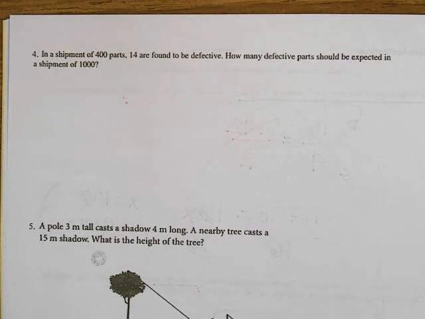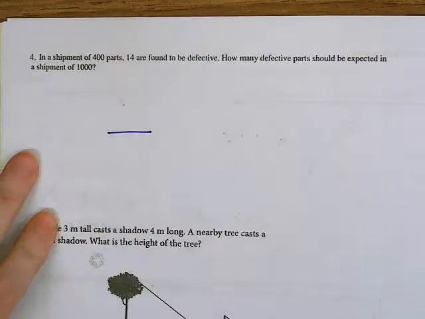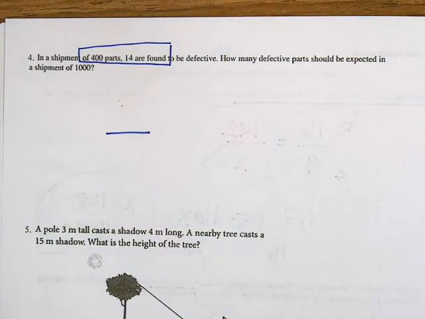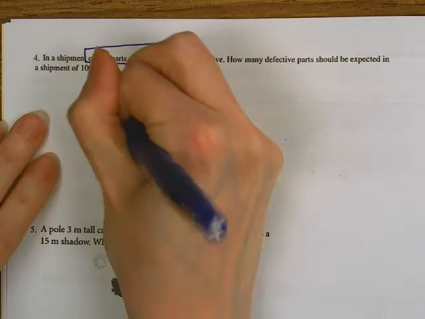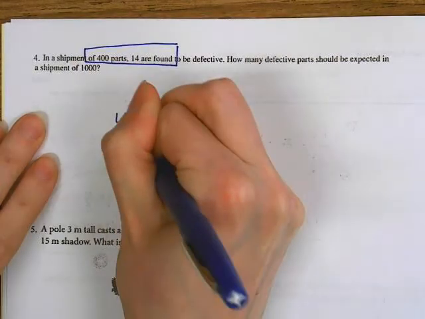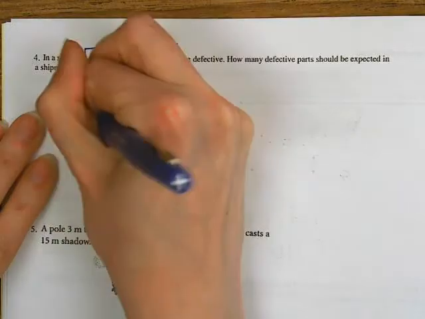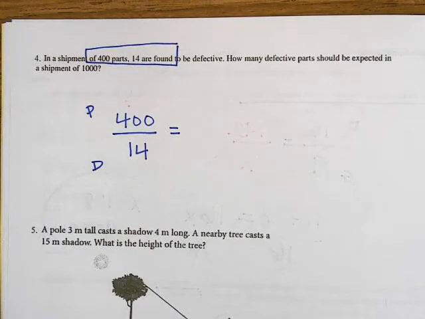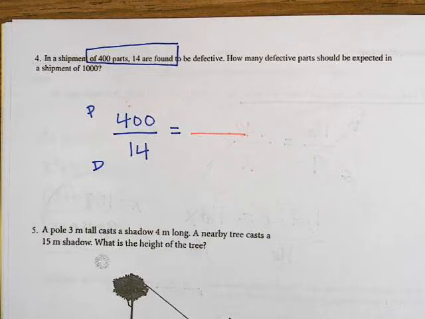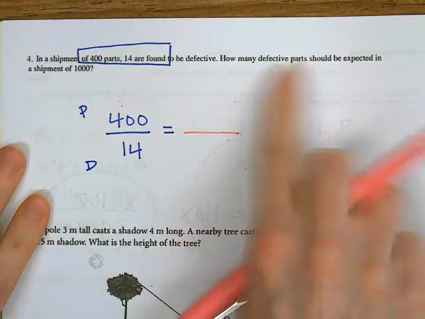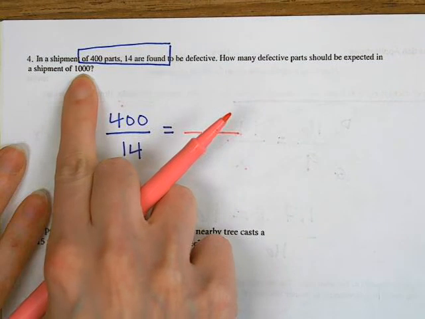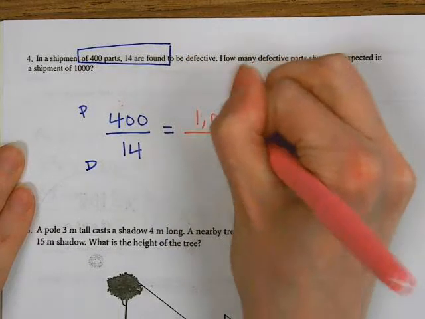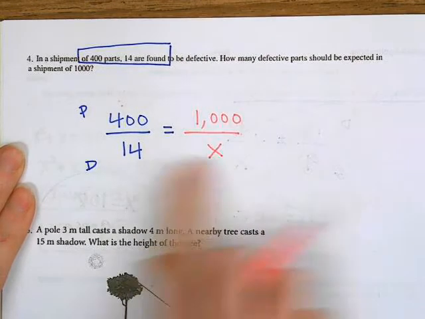Number 4, our starting rate. In 400 parts, 14 are defective, means like broken. So out of 400, 14 are bad. Okay, so 400 parts, 14 are defective. Okay, that's our starting ratio. Now, let's get our second number here. How many are defective if the shipment is 1,000? So now, if the parts total to be 1,000, how many are defective?